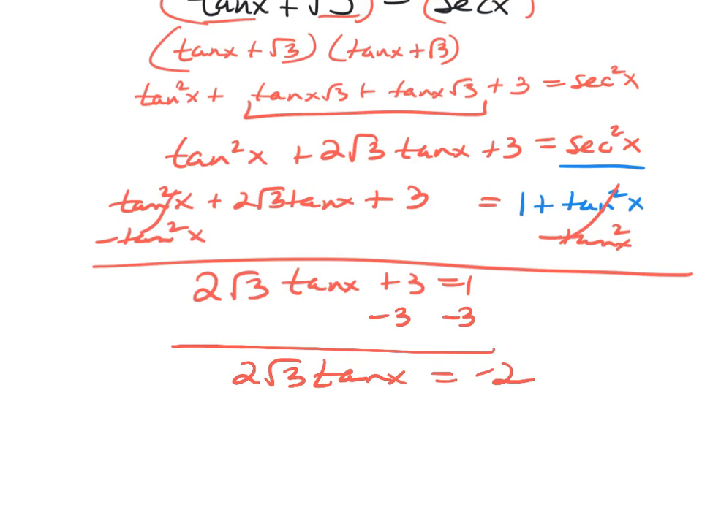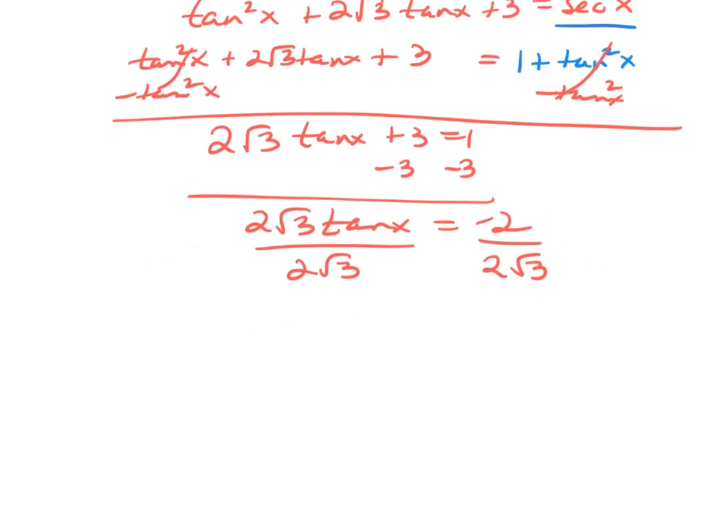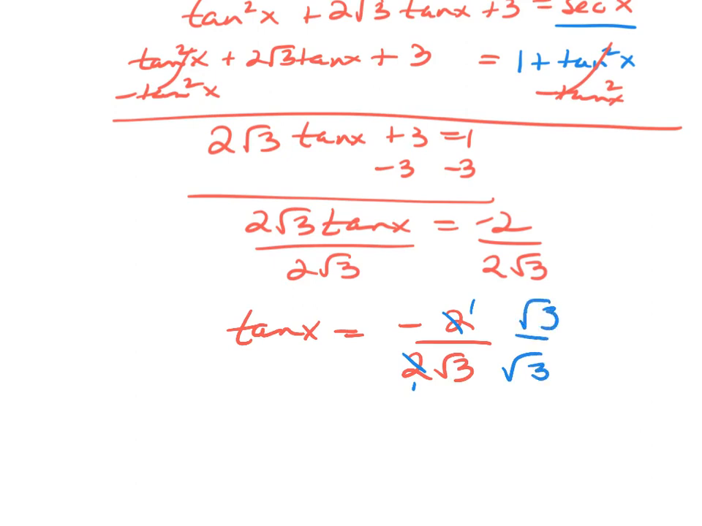And then I'm going to divide both sides by 2 square root 3. So tangent of x is equal to negative 2 over 2 square root 3. I'm going to rationalize. So the 2's will cancel. They'll become 1's. And then I have to multiply top and bottom by root 3. So then this becomes negative root 3 over 3, and there's that answer.